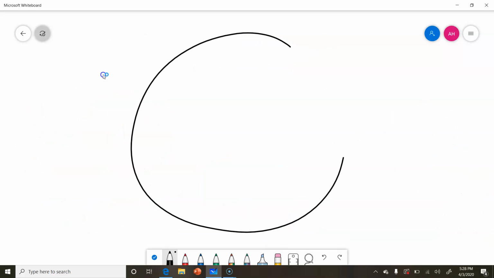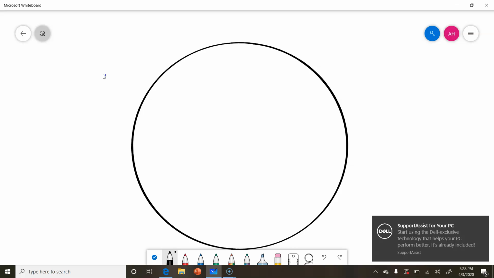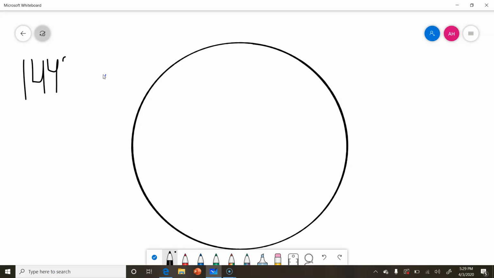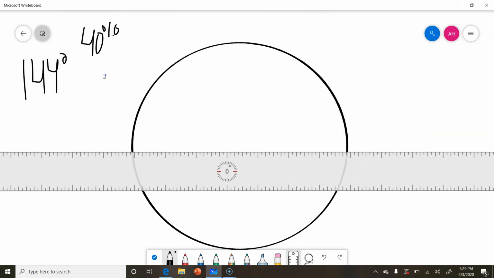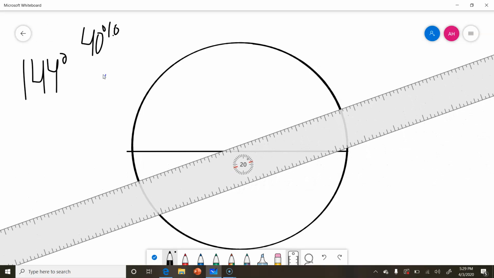So I draw my big circle. Now, the first one was 144 degrees. Okay, that was the angle, and that represented the 40%. So what I do is I take my line. Now, if you have a protractor, it's a little easier than using this ruler, right? Now, I want you to imagine that this is a straight line. How many degrees would that be? That would be 180. But I only need 144, so I need to subtract 180 minus 144.